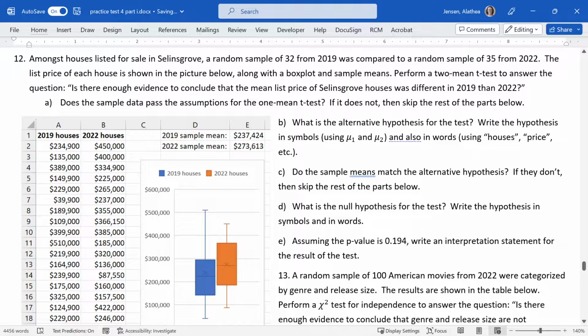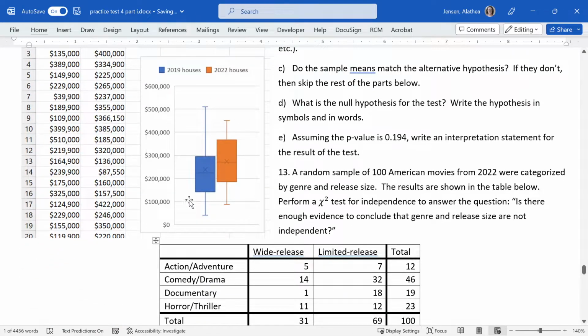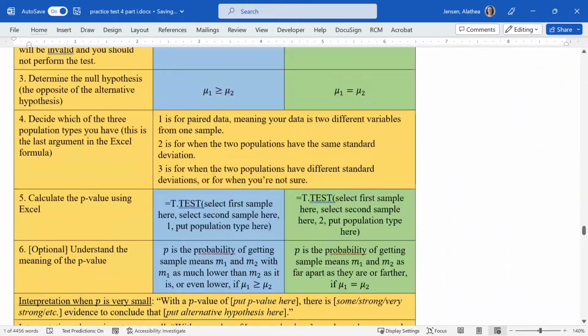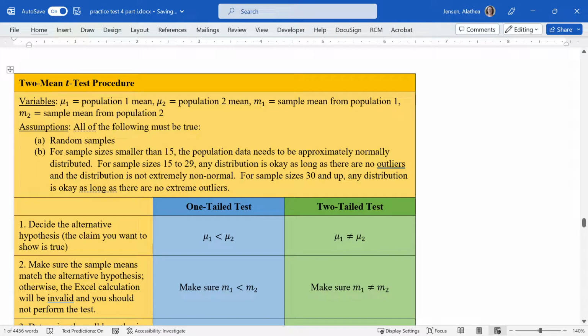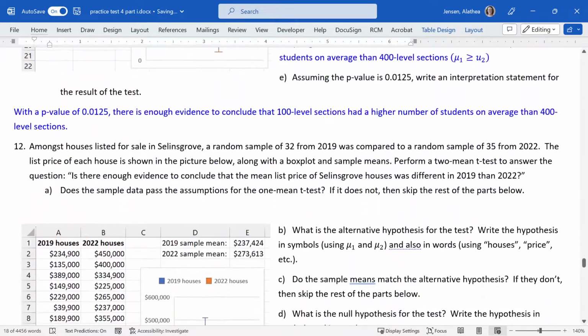Okay, so first we need to check the assumptions. The two that we need to check are, was it a random sample? And then we have to look at the sample size and outliers and stuff. So it does say random sample. For the sample size, we have 32 and 35, and we have no outliers in the picture. So just double check with the chart here, but yeah, we are good to go. No outliers at all.